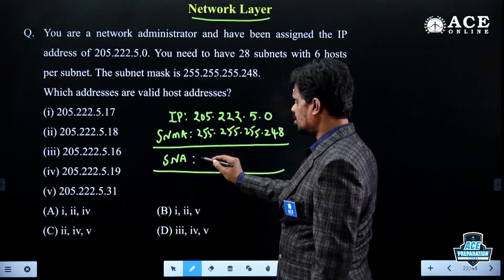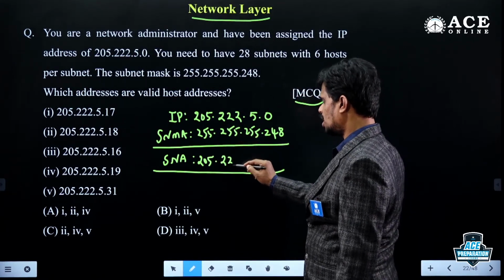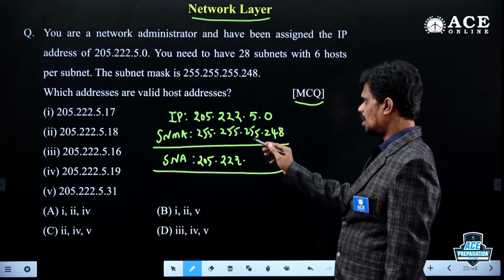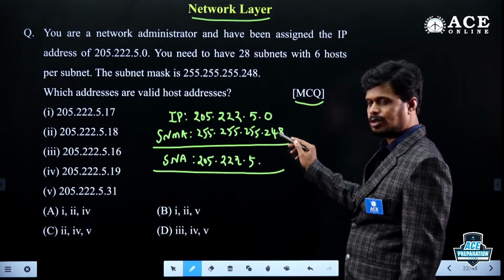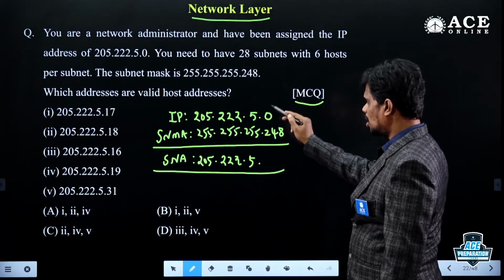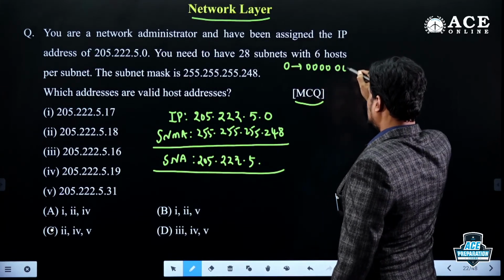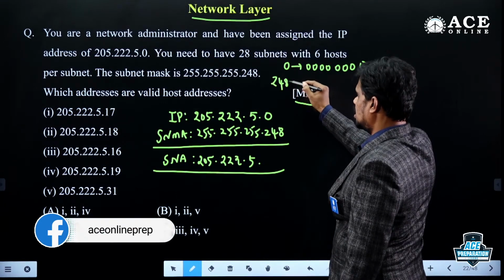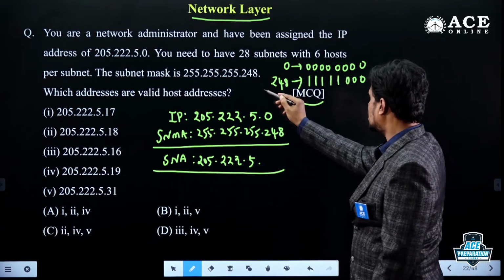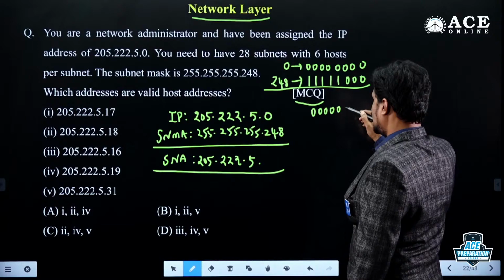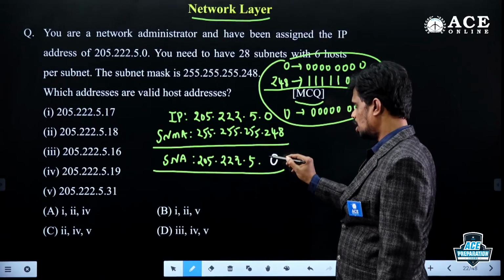The mask byte is 255, so that sets the corresponding byte of the IP address to the result, which is 205. Again, the mask byte is 255, so the result is 222. Again, the mask byte is 255, so the result is 5. But this mask byte is neither 255 nor 0. Then what should I do? I need to perform the logical AND operation between these two bytes. 0 in binary is 8 zeros. 248 in binary is 5 ones and 3 zeros. If I perform logical AND between these two, I get 5 zeros and 3 zeros, which is 0 only. So the last byte is going to be 0 only.